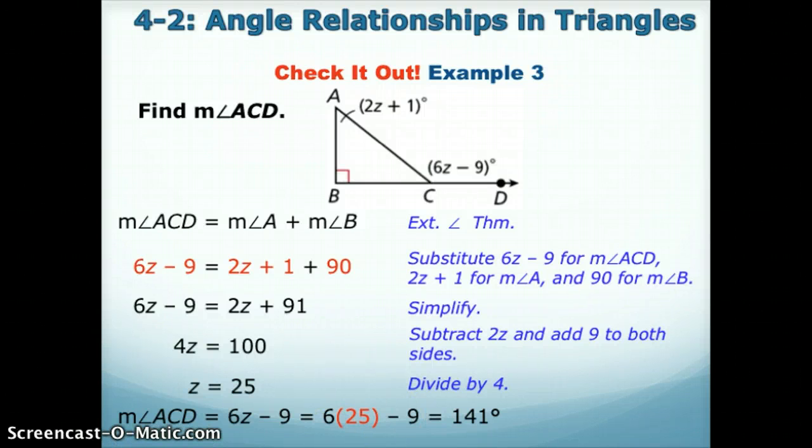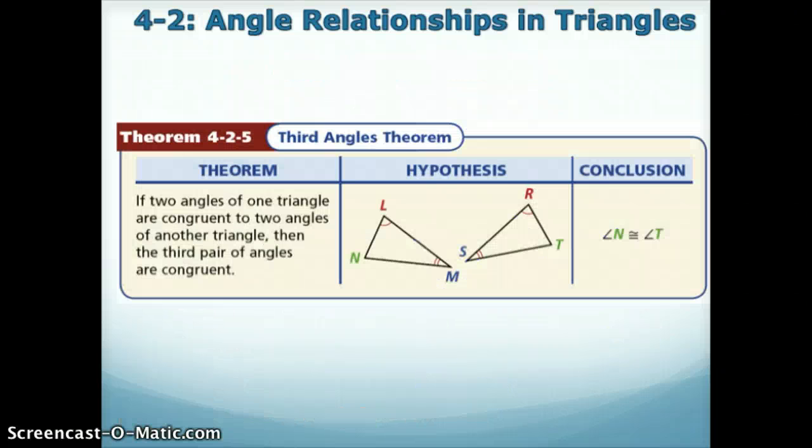141 degrees. The last thing we want to learn about is the third angle theorem, which says that if two angles of one triangle are congruent to two angles of another, then we know that their third angle must be congruent. So notice L and R are congruent, S and M are congruent, so the theorem says that means N and T must be congruent.